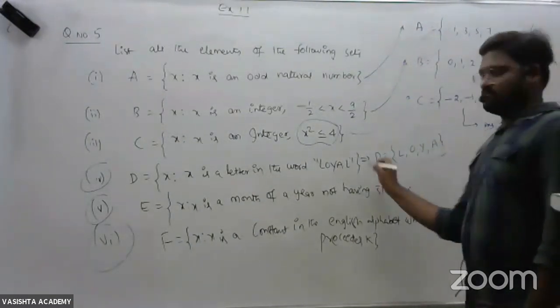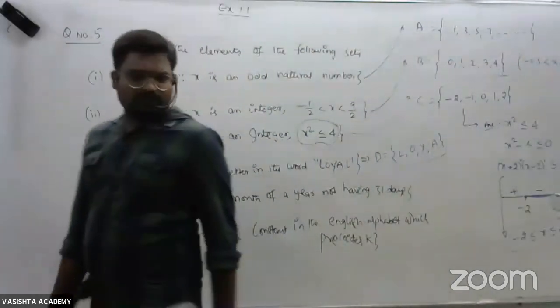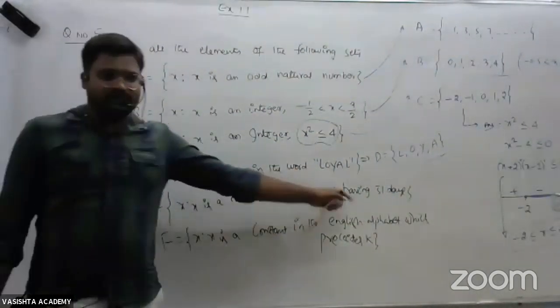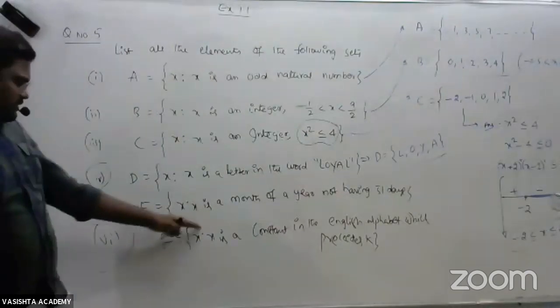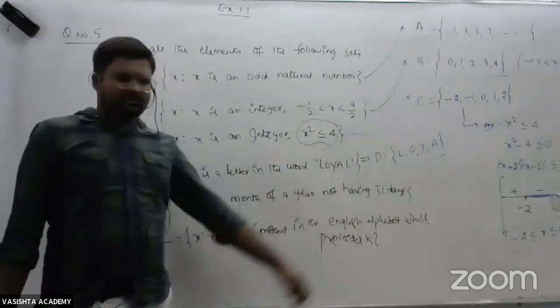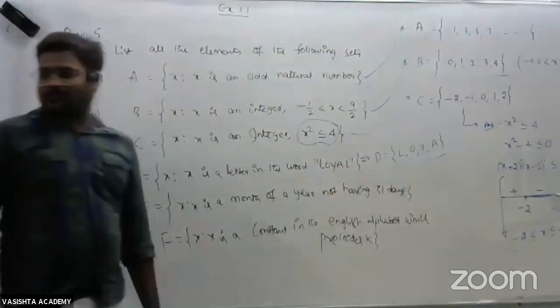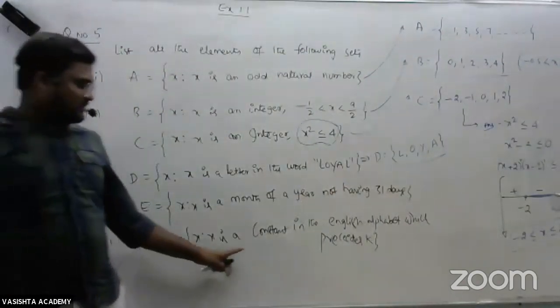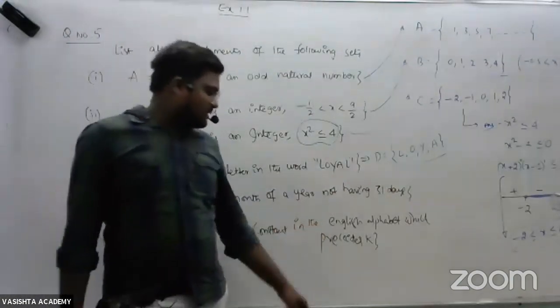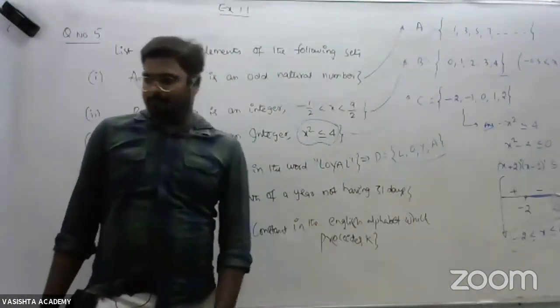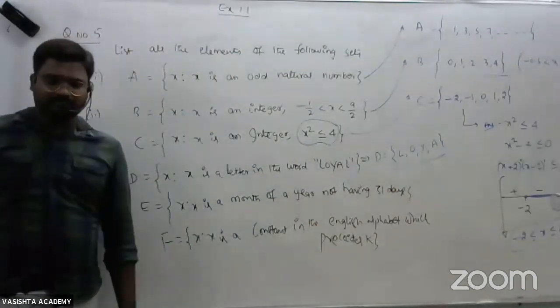L-O-Y-A. You don't have to write L again because it is repeated twice. Now you know X is a month of the year not having 31 days, isn't it? And this one, X is a consonant in the English alphabet which precedes K. So you can do that, right?